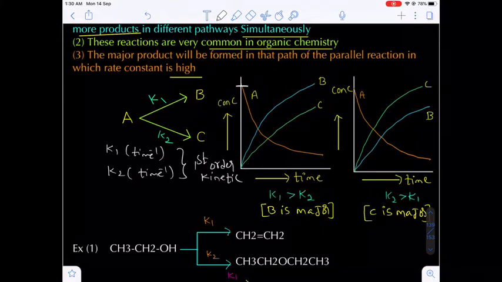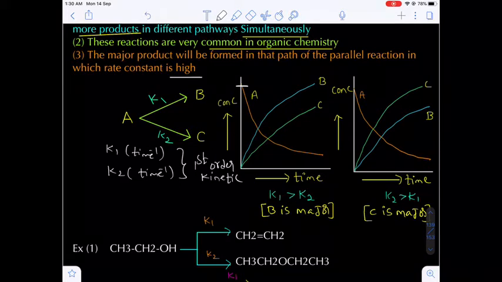Now out of B and C, which concentration will be very high? The product whose concentration is very high will be the major product. Just now I told you the major product will be formed from that path of the reaction in which the rate constant is very high.